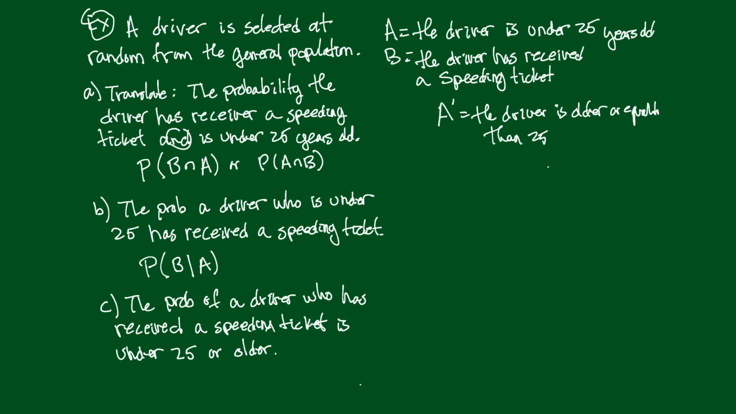So here's what we're looking for. We're looking for the probability of what? That the driver is not under 25, is what? 25 or older. So what's the probability that the driver is 25 or older given what? That driver has already received a speeding ticket. So I'm going to put a B here, and I'm going to put an A prime here. Some people use this notation, A complement. It's the opposite. So this says, what's the probability of being 25 or older given that you've already received a speeding ticket?